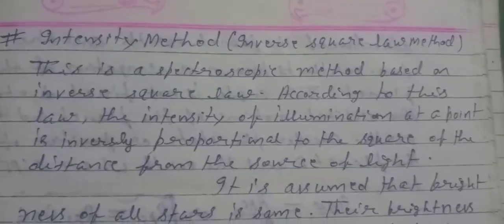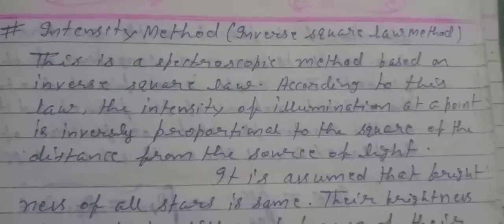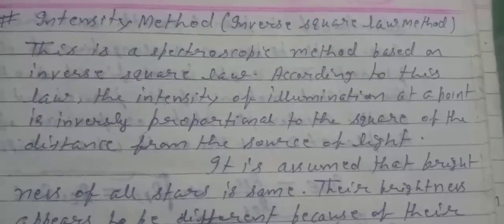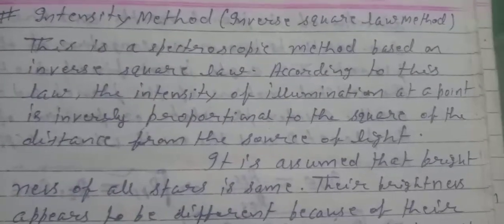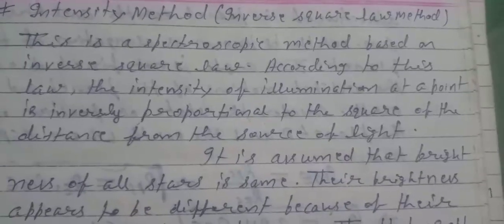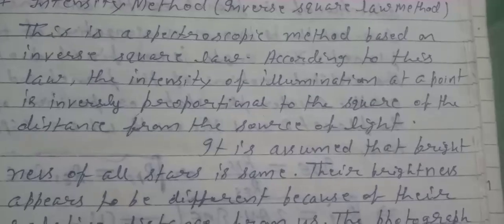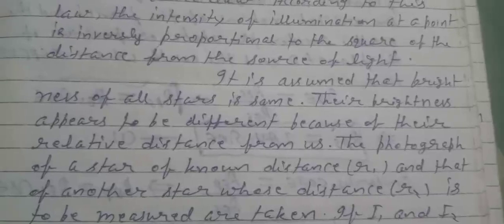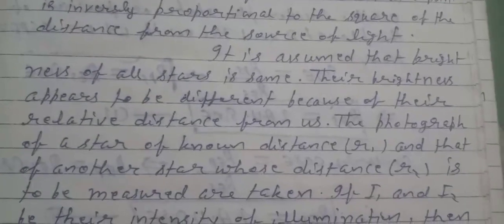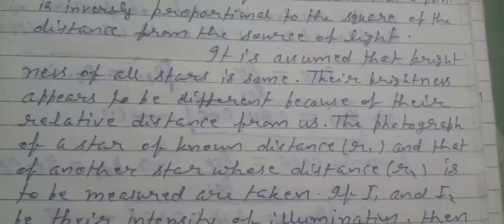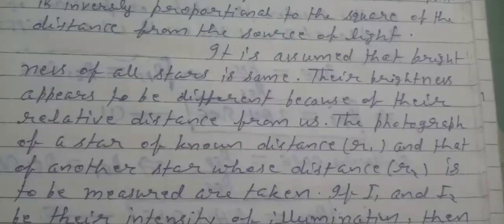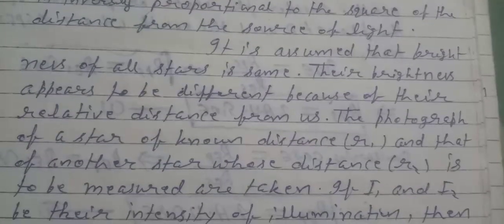Now the intensity method, the inverse square law method. This is a spectroscopic method based on the inverse square law. According to this law, the intensity of illumination at a point is inversely proportional to the square of the distance from the source of light. That is, this method is based on the properties of light. It is assumed that the brightness of all stars is the same. Their brightness appears to be different because of their relative distance from us.